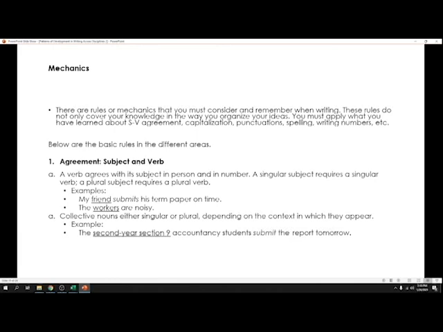Number 2, collective nouns, either singular or plural depending on the context in which they appear. So, example, the second year, section 9, accountancy students, submit the report tomorrow. So, anong nangyari? Ang naka-underline dyan, the second year, section 9 is your subject or whom we are talking about. Sino yung pinag-uusapan? So, itong second year, section 9.